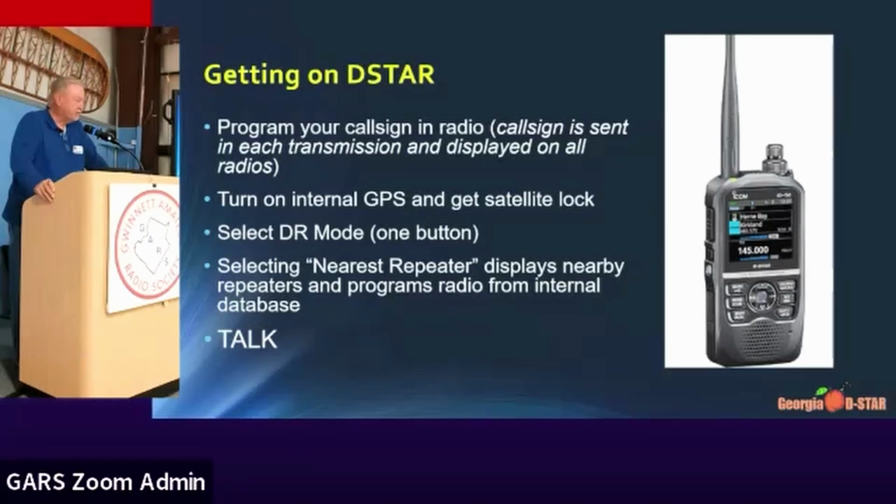And because it's geocoded, I don't have to really do anything to find a local repeater. Or if I go to Birmingham, GPS says, okay, you're in Birmingham. Here's the closest repeaters to you. And I select a repeater, I can talk. So it makes getting on the air and not having to worry about programming different.